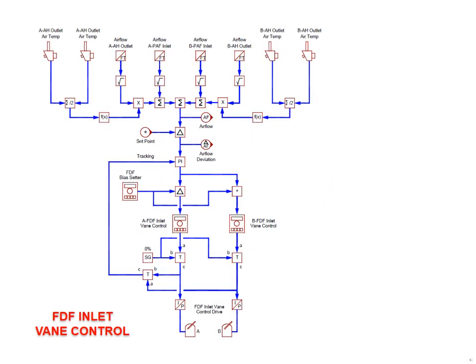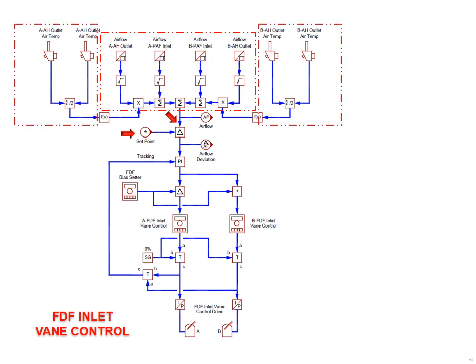The set point that we recently discussed from the multiplier block is compared to the actual airflow to create an error signal. The actual airflow signal is achieved by summing the values of the primary air fans and the outlets of the air heaters. The average temperature from the air heater outlet is used to temperature compensate the air heater outlet flow signal.